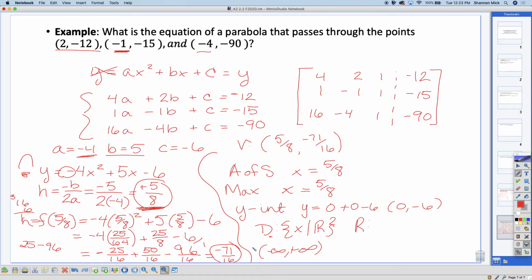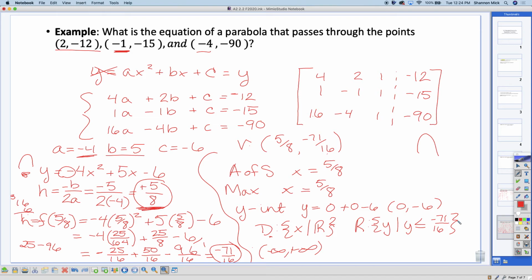Okay. So then range, since it opens like this, my y's are going to be less than, yes? So y such that y is less than or equal to, and you go to your k, negative 71/16. And the reason I did this one, guys, is I wanted to show you that I can do everything I've been doing even if my numbers are really weird.